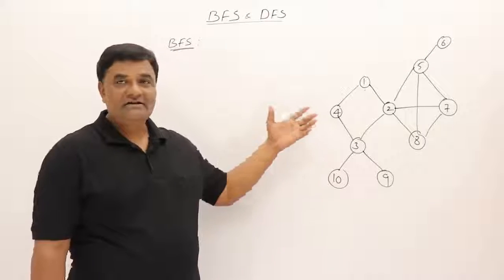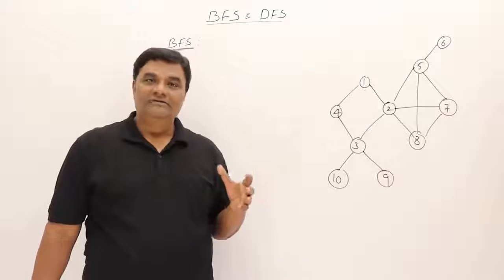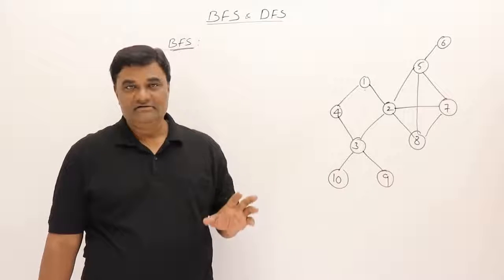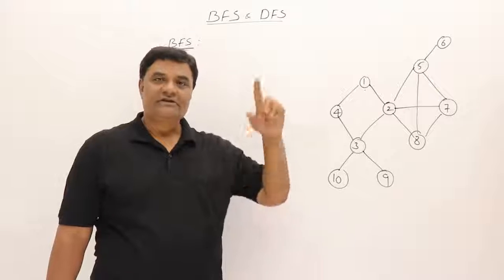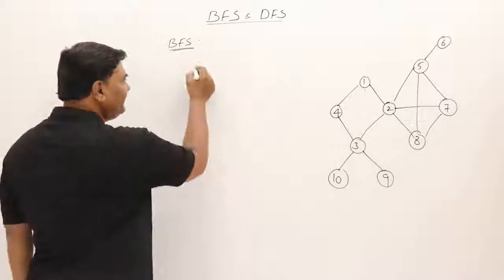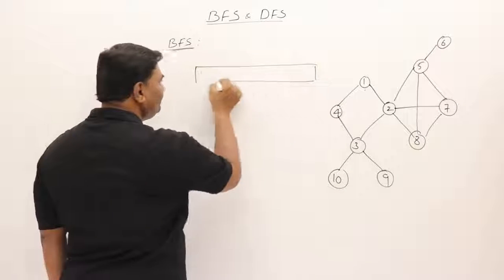I have taken a bigger graph now. We will learn about breadth first search and depth first search in detail. First of all, breadth first search. For performing breadth first search, I will take one data structure, that is a queue, Q.